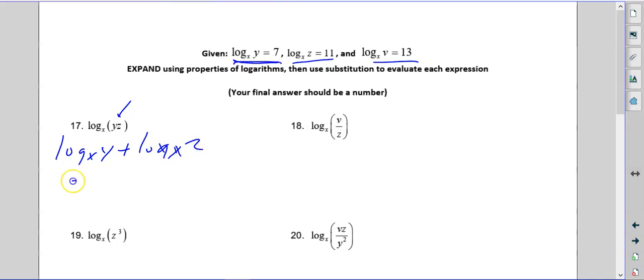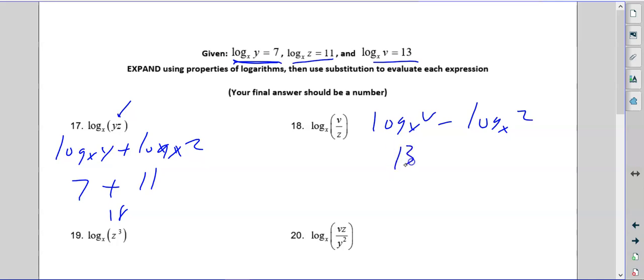Well, log x of y is 7. Log x of z is 11. That makes this 18. Number 18, again, a fraction means subtraction. So this means log x of v minus log x of z. We don't set up a fraction. When we convert and expand, it's a subtraction problem. So log x of v is 13. Log x of z is 11. 13 minus 11 is 2.